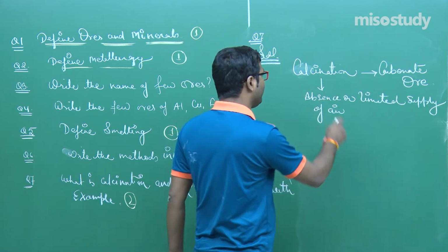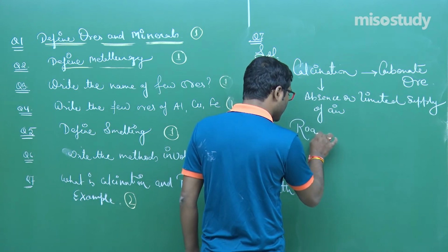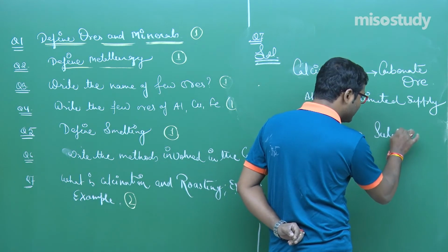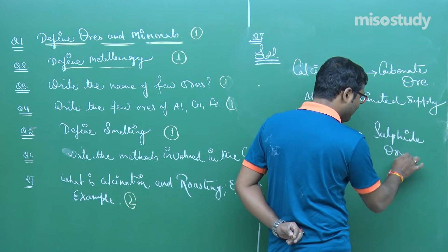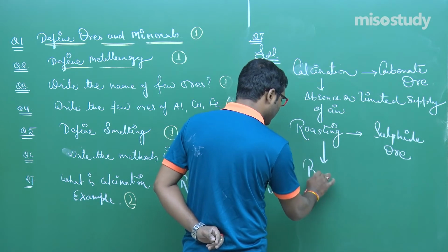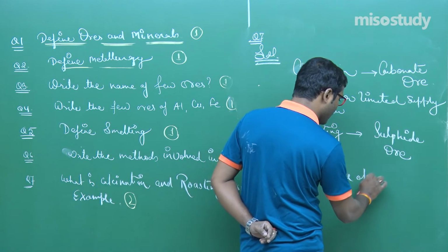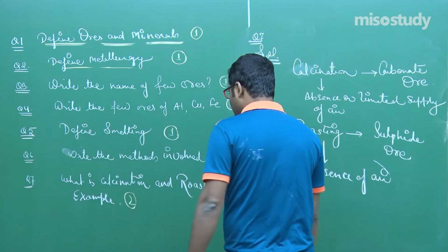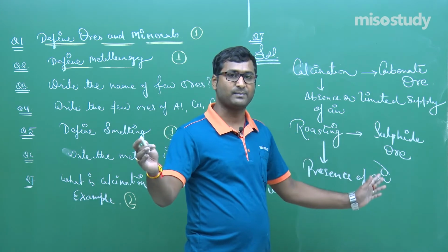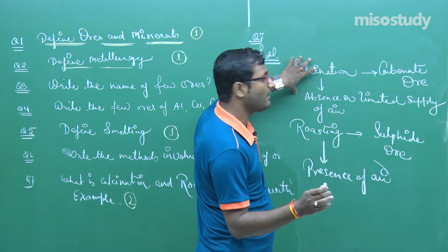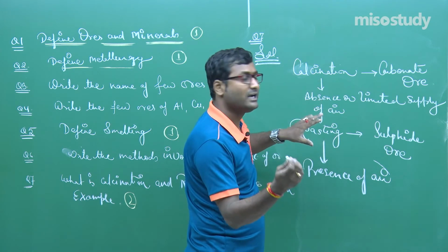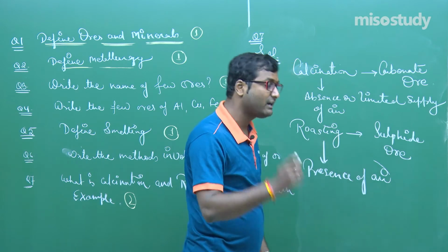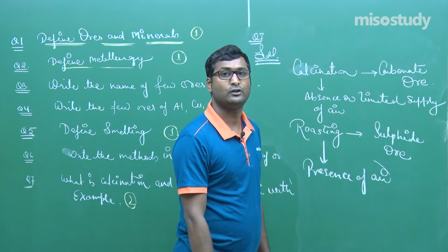Clear? But if I talk about roasting, this is generally used for sulfide ores, my friend, and this process is carried out in presence of air. Again I am repeating, this process is carried out in presence of air. Suppose it carries 2 marks, no complete explanation: first define them and write down the important points related to calcination and roasting, and then definitely you have to give an example. This is a must to get 2 out of 2 marks.